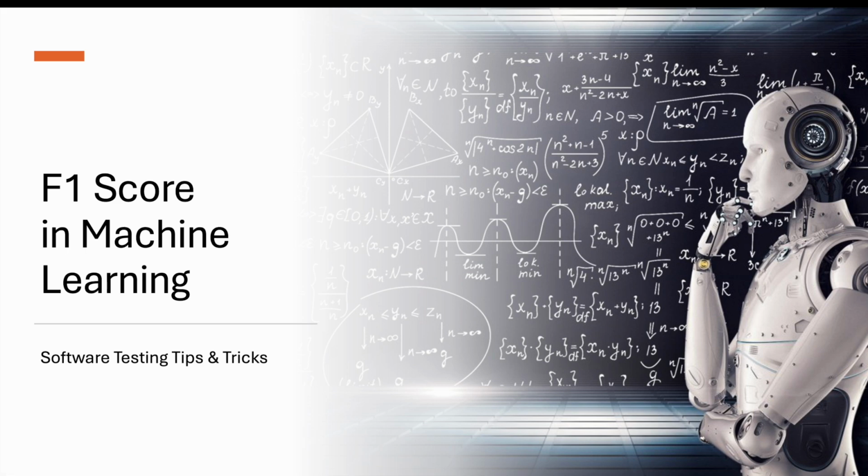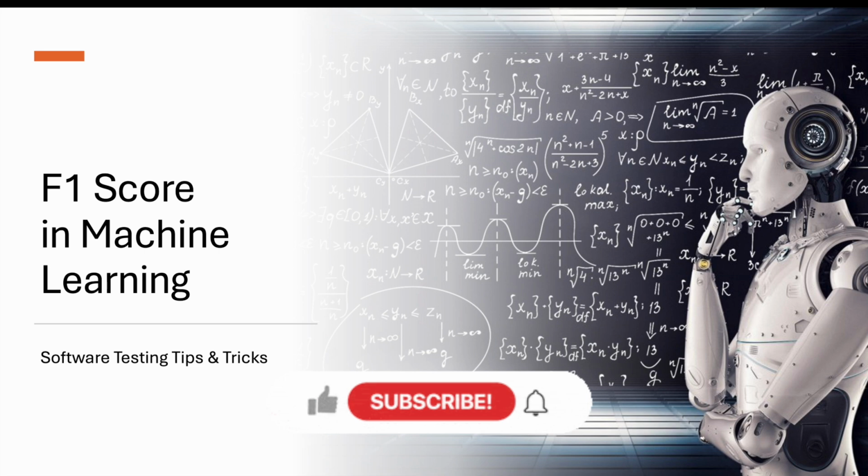F1 score requires different types of parameters. I will talk about those parameters, how to get them, and I will go through the formula, a little bit of maths. After that I will show in a Python program how to run and calculate it.